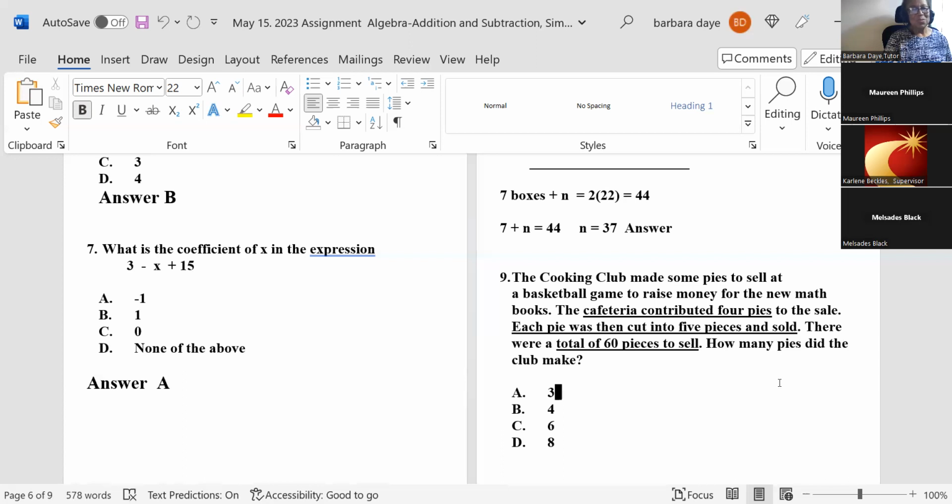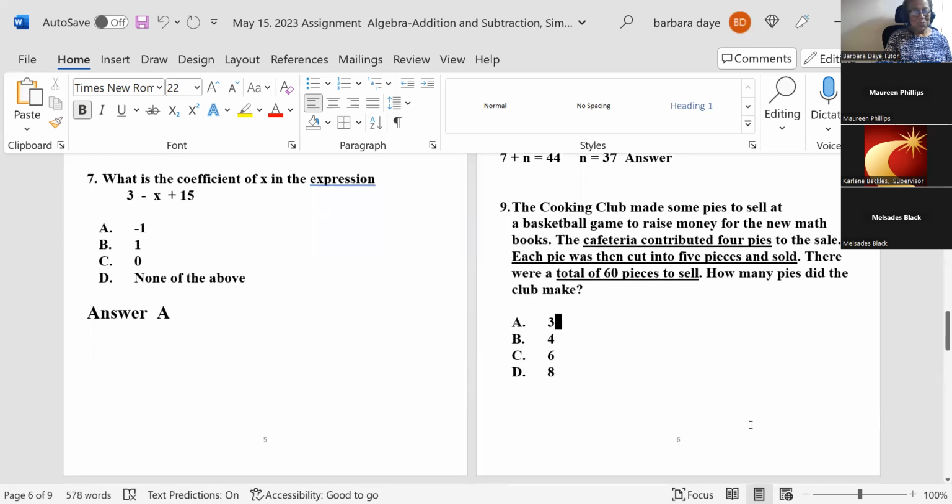Maureen, how did you get 8? Tell me how you got 8. 4 pies. Okay. I said 5 pieces, right? 4 and I have 5 slices, which is 20, right? Okay. And then it has 60 slices. So 5 times 8 is 40 plus 20 is 60. That's how I did mine.